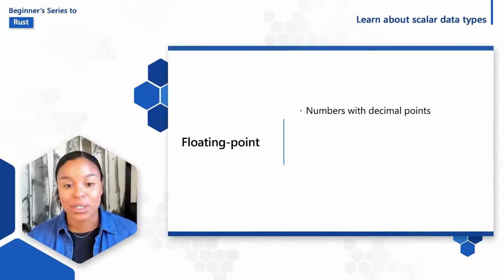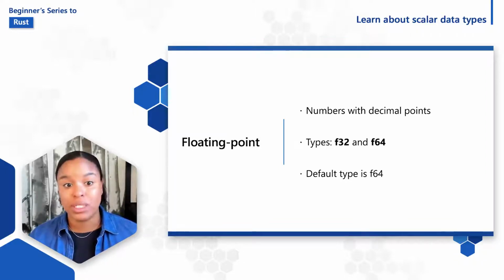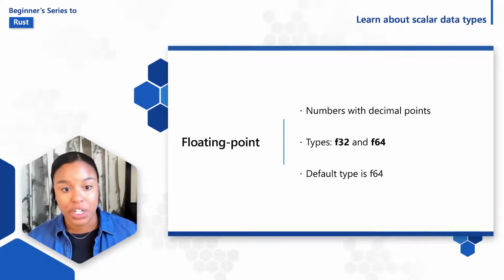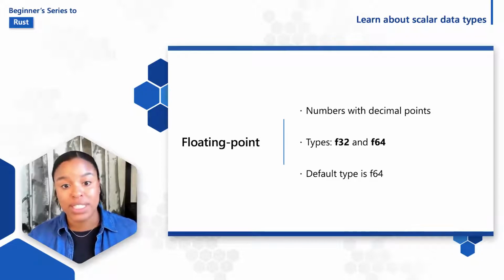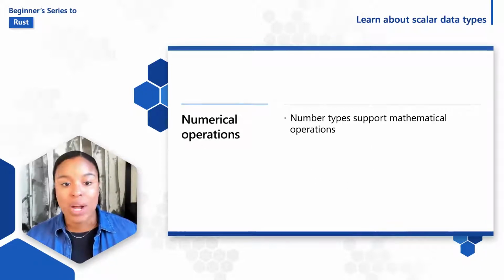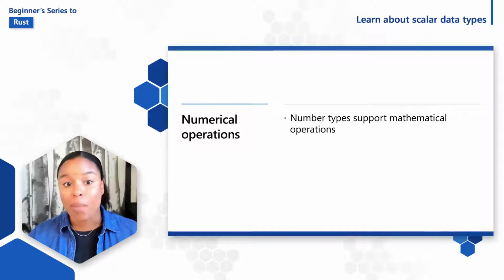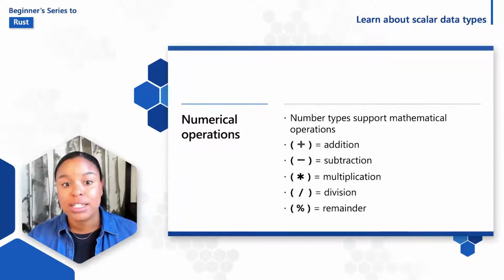Floating point numbers are simply numbers with decimal points. Rust floating point types are f32 and f64, which are 32 bits and 64 bits in size, respectively. The default type is f64 because on modern CPUs, it's roughly the same speed as f32, but capable of double the precision. All Rust number types support mathematical operations such as addition, subtraction, multiplication, division, and remainder.